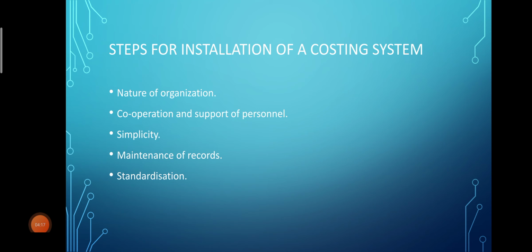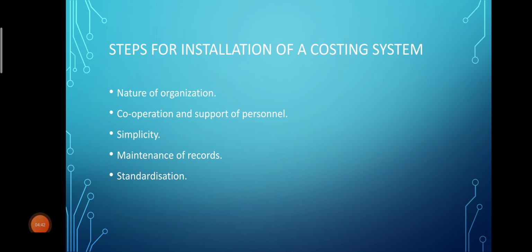Next point is standardization. Whatever records and forms they are using should be uniform in all the cost data. If it is uniform, then it becomes easy for them to compare with the historical data. So these are the different steps involved in installation of a cost accounting system.